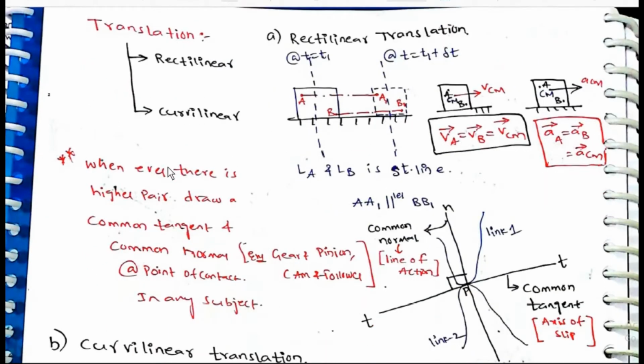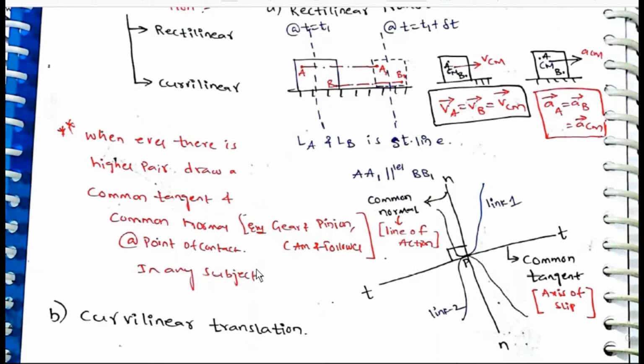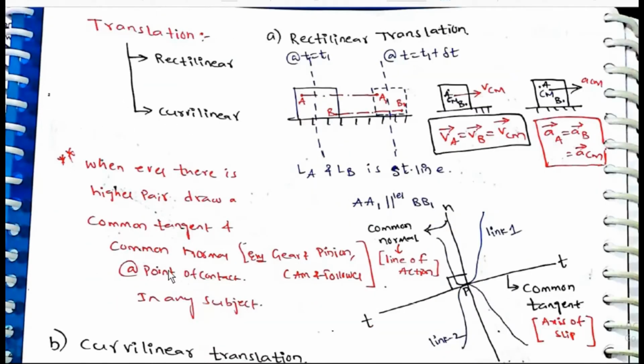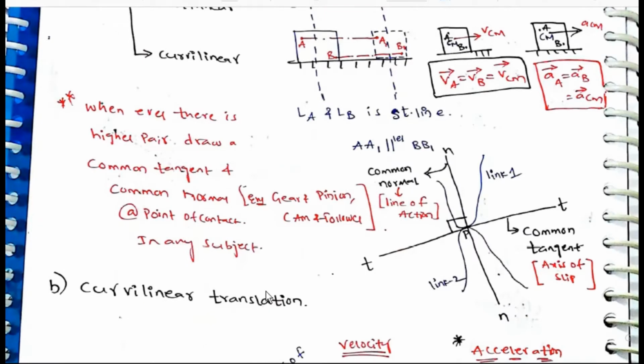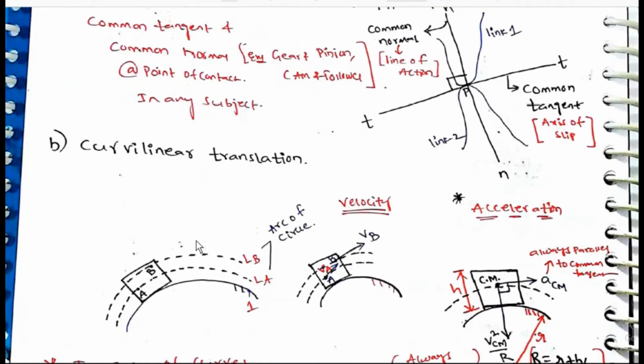Whenever there is a higher pair, draw a common tangent and a common normal. Examples: gear and pinion, cam and follower. At the point of contact, draw the common tangent and common normal. The common normal is known as the line of action. The common tangent is known as the line of slip.